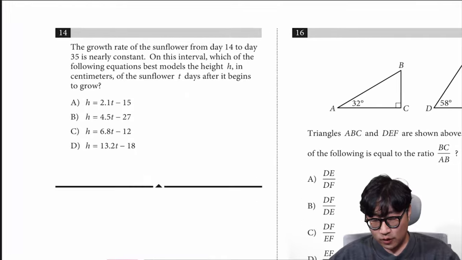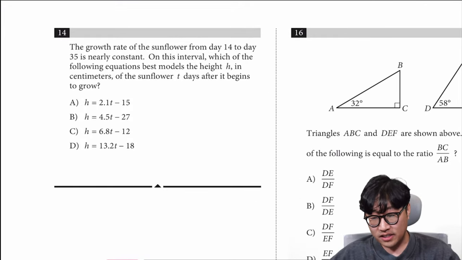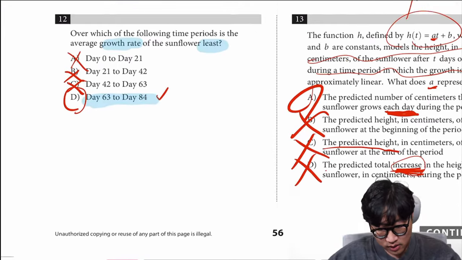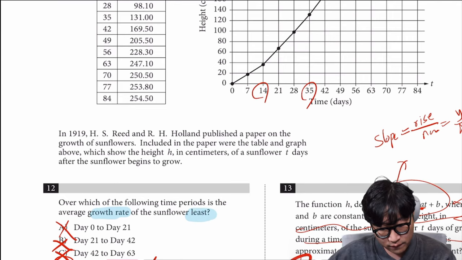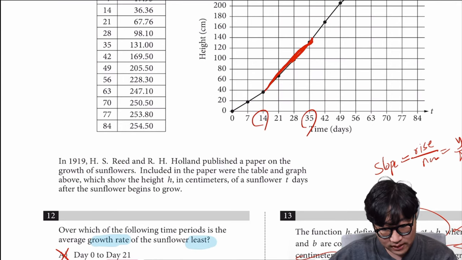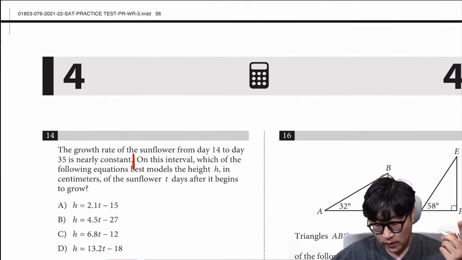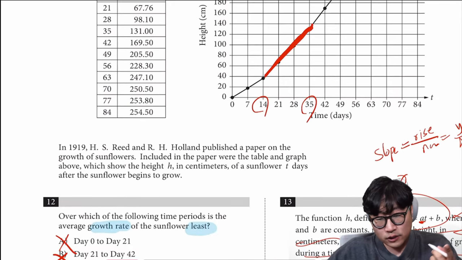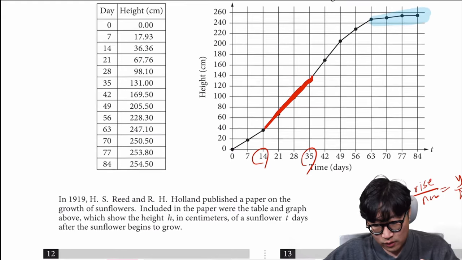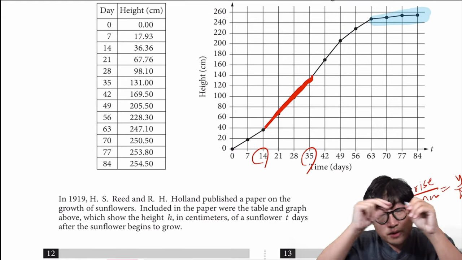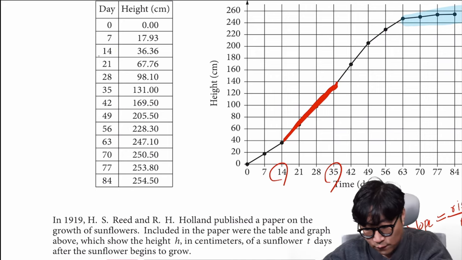Number 14. The growth rate of a sunflower from day 14 to 35 is nearly constant. Let's just go. So 14 to 35. That definitely looks pretty linear to me too. So what do they want? On this interval, which of the following equations? Okay, so what's the equation? Let's just find the slope. I kind of want to use the table because I don't want to estimate all the numbers on the graph. I'll just use the 14 and 21.